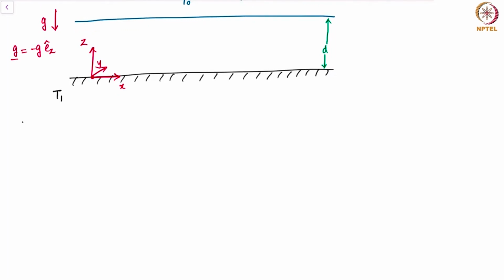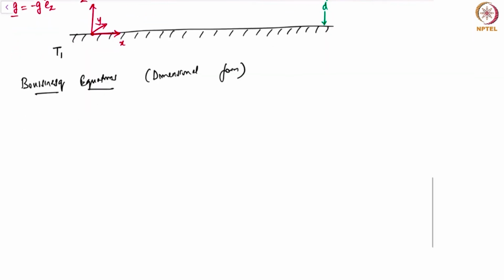These are the Boussinesq equations in the dimensional form. My continuity equation will be just del dot U equals 0. My momentum equation in the Boussinesq approximation would be, well, let me first write down the general version of it, and then we will tell you what the Boussinesq approximation is for students who may not know it. If the density is rho, then I have del U by del t plus U dot grad U.